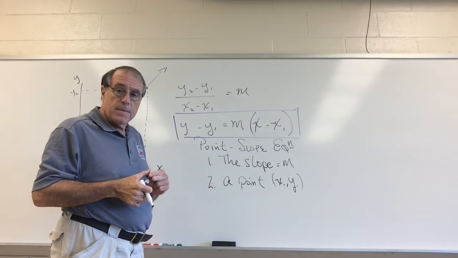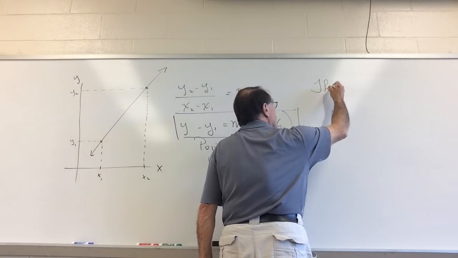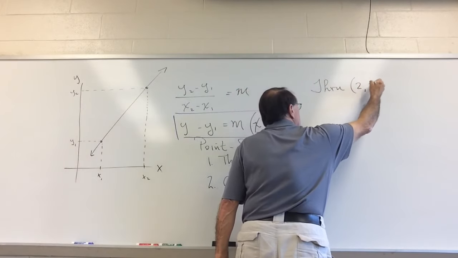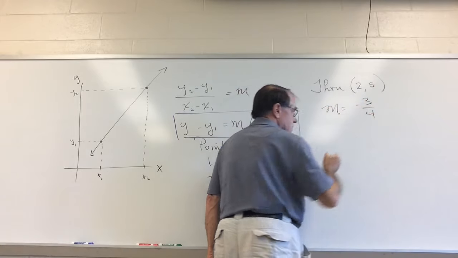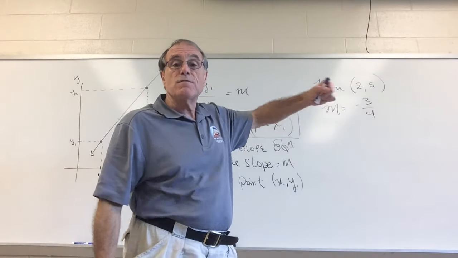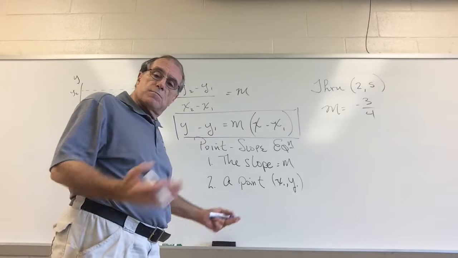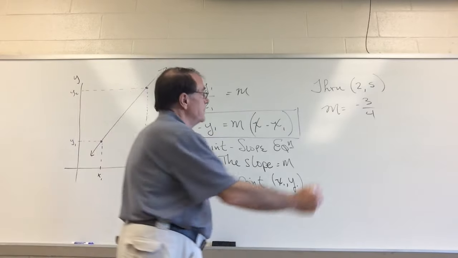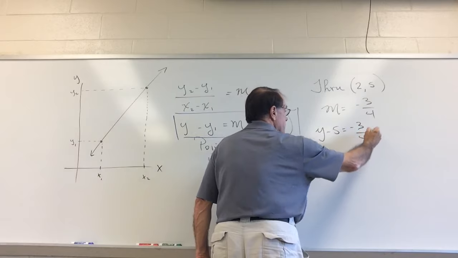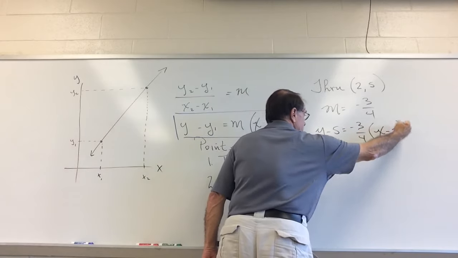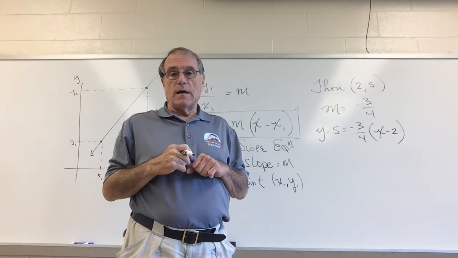Let's take an example. Suppose I want to write the equation that passes through the point, say 2, 5, and suppose it has a slope of negative 3/4. So it passes through the point 2, 5 with a slope of negative 3/4. All I have to do is plug the pieces into my equation, and I would have y minus 5 is equal to negative 3/4 times x minus 2. That's my point slope equation. That is an equation of the line.